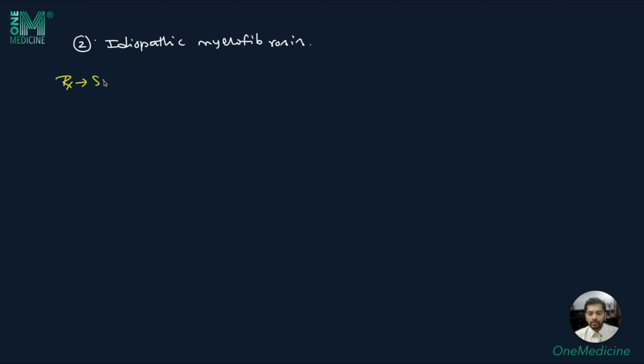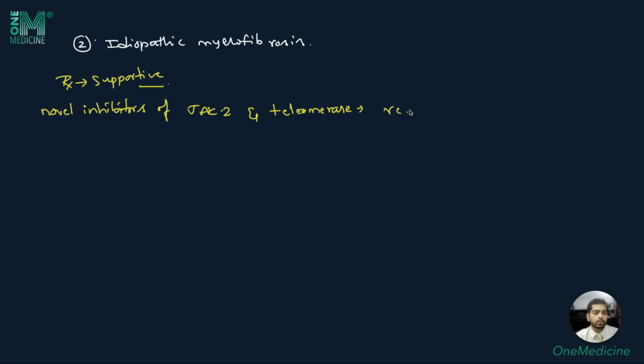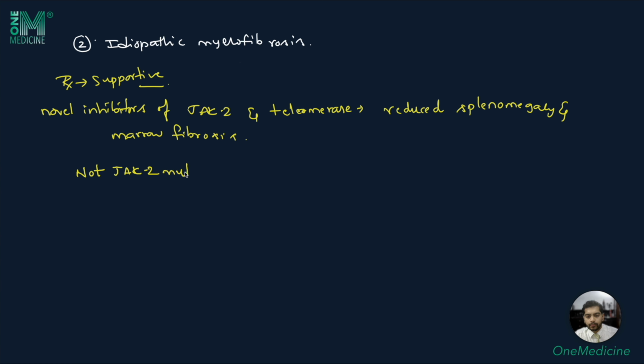Treatment is usually supportive. There are novel inhibitors of JAK2 and telomerase that have shown reduced incidence of splenomegaly and marrow fibrosis also. One important thing to note is that wherever the patient is not having JAK2 mutations, they can have a CALR mutation leading to a mutant calreticulin.